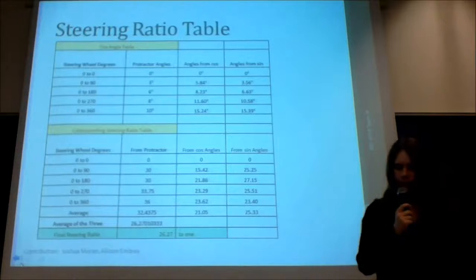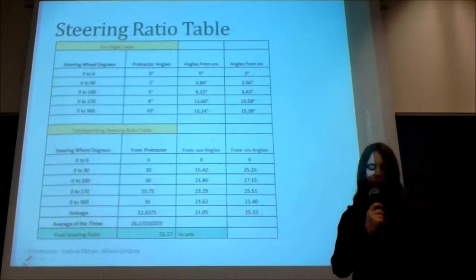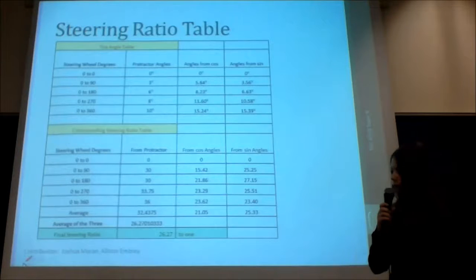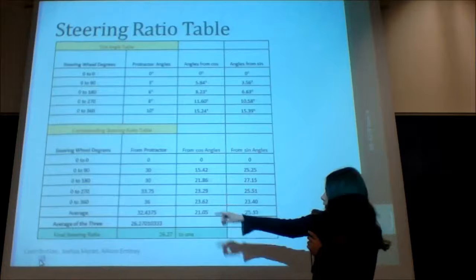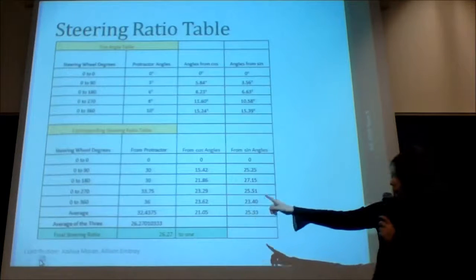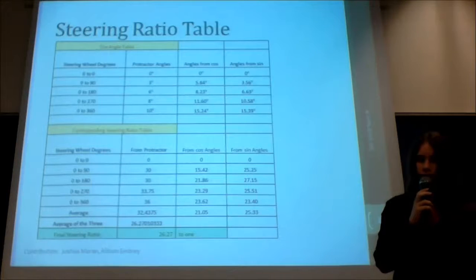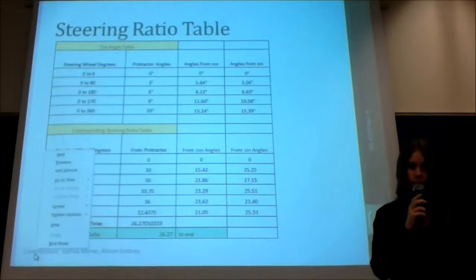From there, we calculated the corresponding steering ratios to all of these and took the average of each of them. So from here, these are the average of the 3, and then the average of those 3 is 26.27. So we've taken our steering ratio to be 26 to 1.